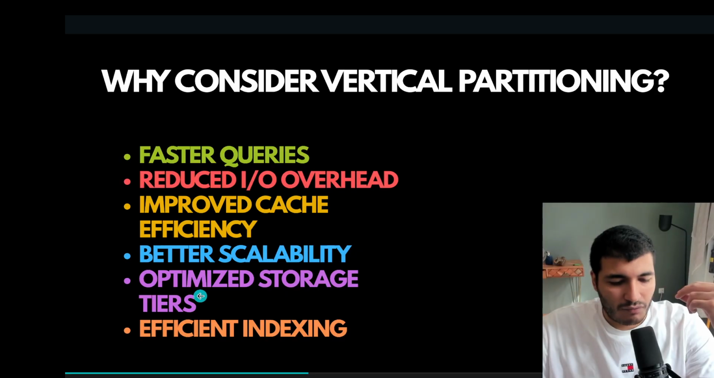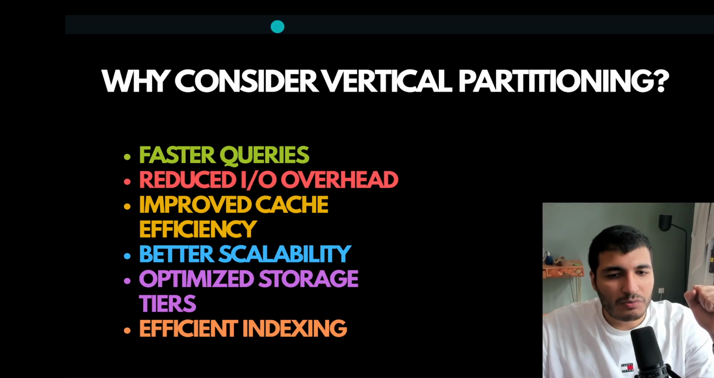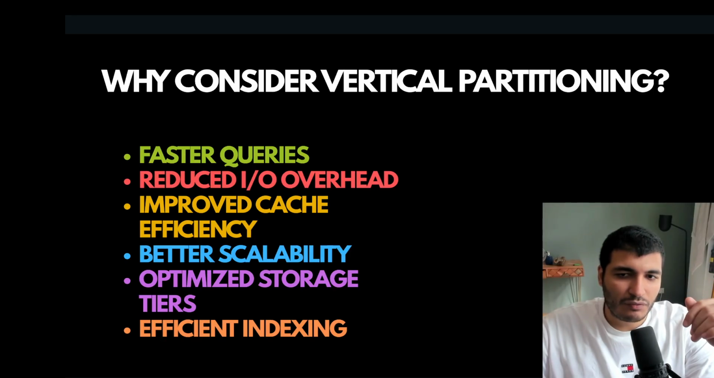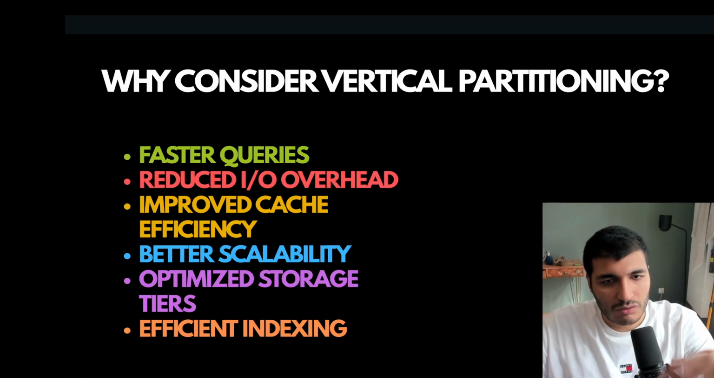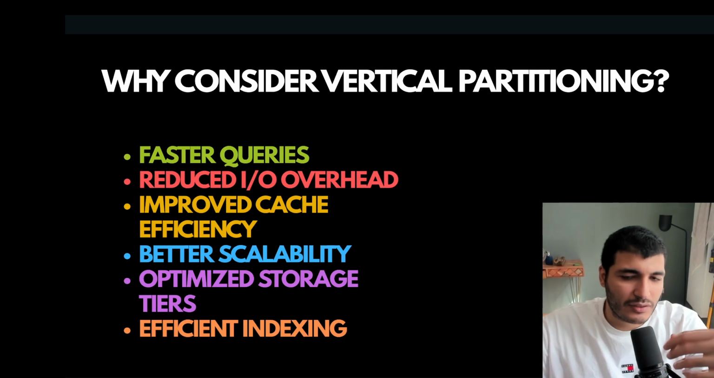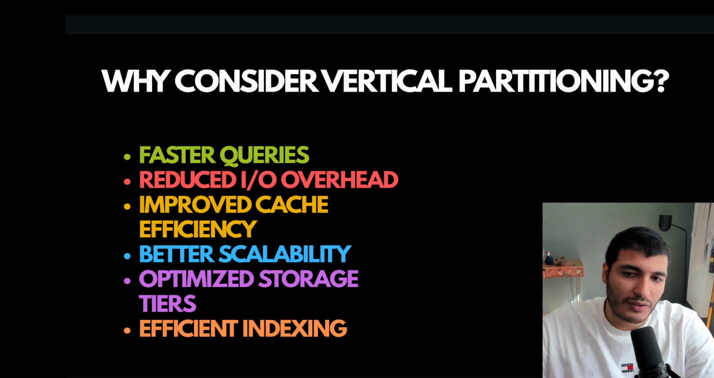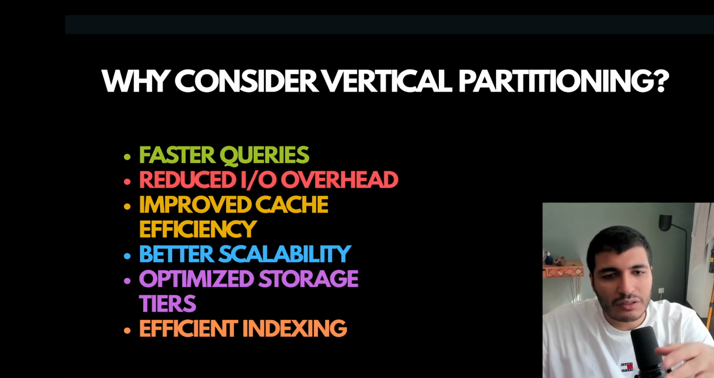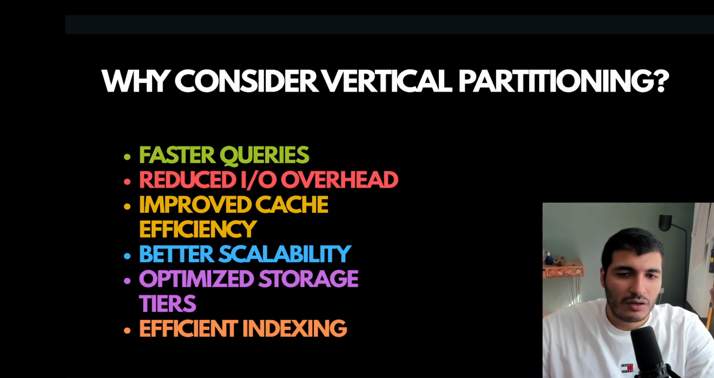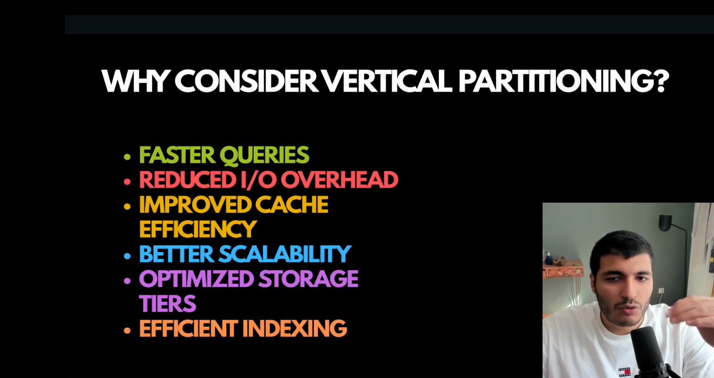And number five, optimized storage tiers. This is a fantastic benefit for cost management. The columns that are rarely updated or accessed, such as historical notes or large binary objects, can potentially be stored on slower, more cost-effective storage tiers. Meanwhile, your frequently updated or critical columns can reside on faster, more expensive storage, giving you quite a bit of flexibility.